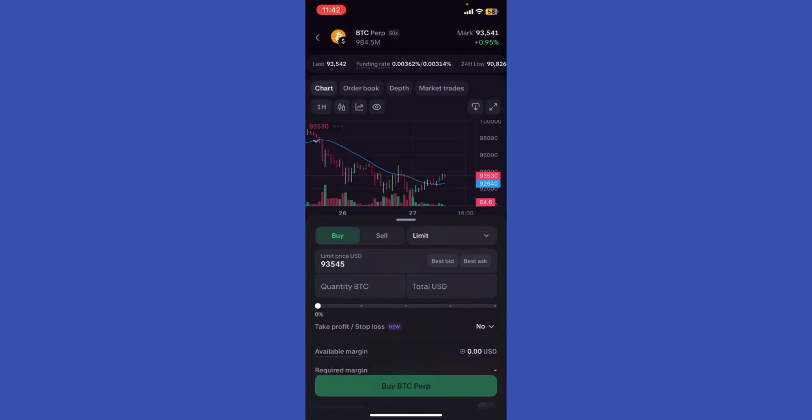Go back to the charts, right? And you can set alerts. Use Kraken Pro's alert feature to notify you when a price level is reached.